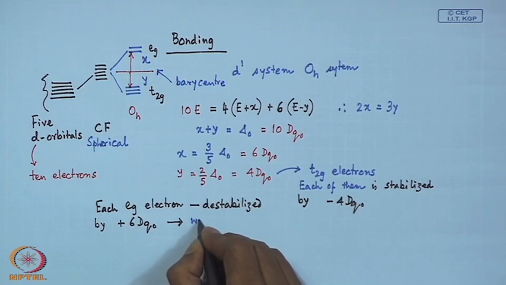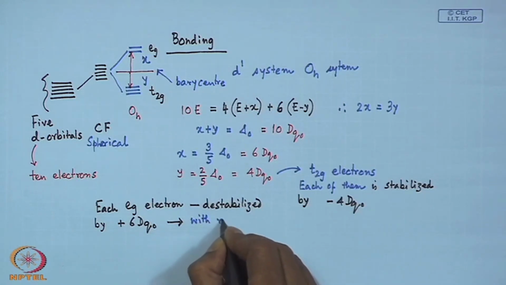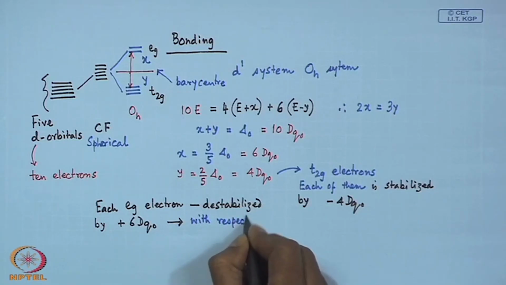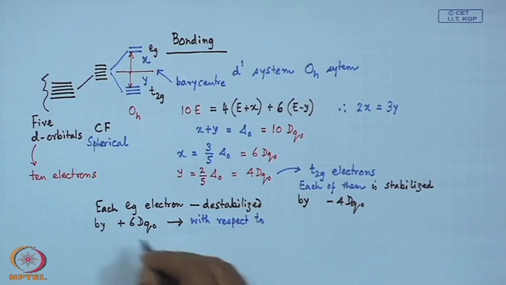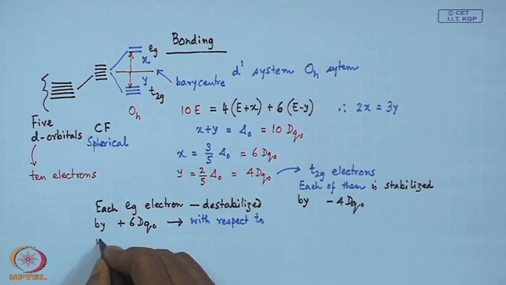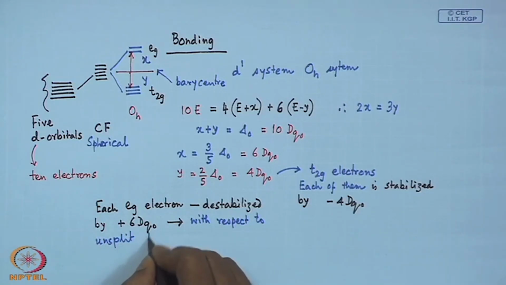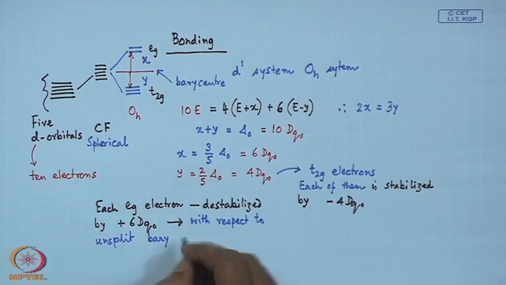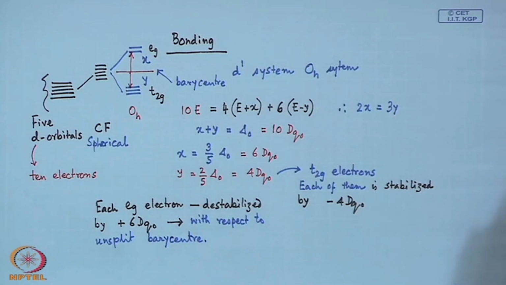So all these are therefore with respect to the unsplit barycenter. That means the total energy of the system is conserved before and after splitting.